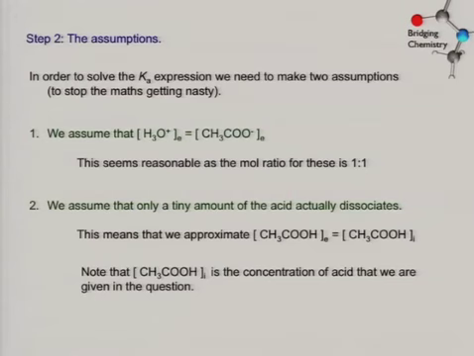The second assumption is the one that maybe seems a little bit more strange. We assume that only a tiny amount of the acid actually dissociates. Right? The value for the Ka is 1.74 times 10 to the negative 5. That's a little number, and so that tells us that the reaction doesn't go very far before it reaches equilibrium. What we're going to do is this. We're going to assume that because only a tiny amount of the acetic acid actually dissociates and reacts with the water, we're going to assume that none of it does.